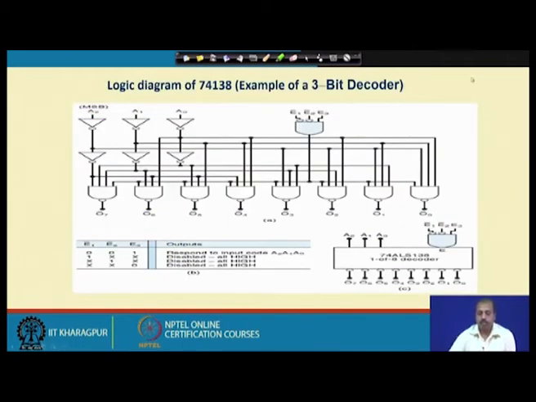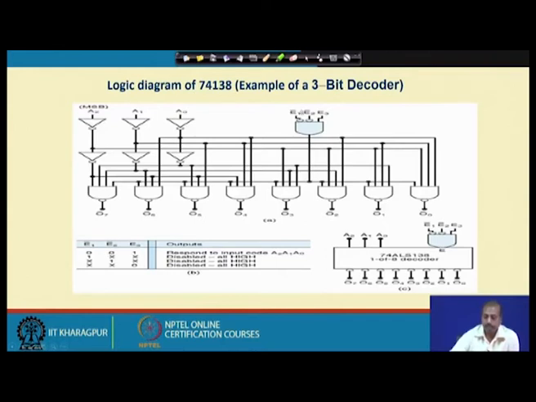So, next we look into the logic diagram of this integrated circuit chip 74138. This 74138 is a 3 bit decoder. So, we have A0, A1, A2 as the input, and it has a number of enable lines. So, this E1, E2 and E3, there are 3 enable lines.